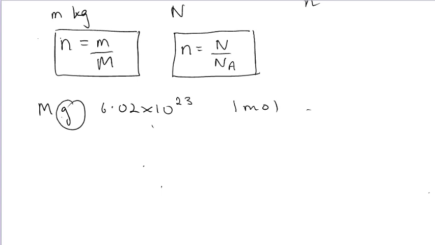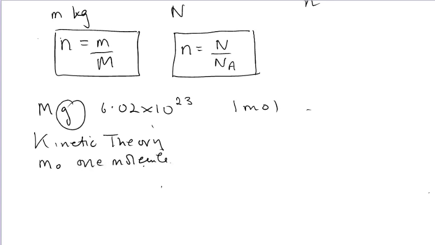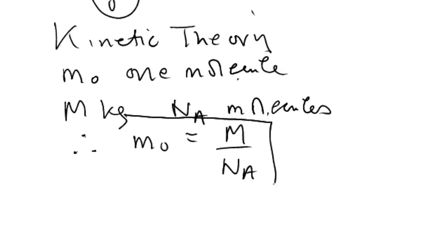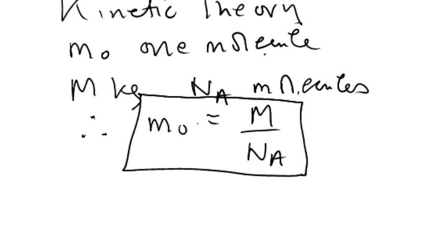Where does this come in useful? Where does it come in practice for you? In several places. In kinetic theory of gases, you will often be asked to calculate the mass of one molecule. One molecule. Write it down, because it's just one molecule. Very tiny amount. Well, what we do know is that if I take big M kilograms, I have this number of molecules. Correct? Therefore, if I've got N_A molecules in big M kilograms, then a single molecule, m naught, must have a mass of M over N_A. There you go. And because N_A is a big number, m naught is going to be really, really, really tiny.